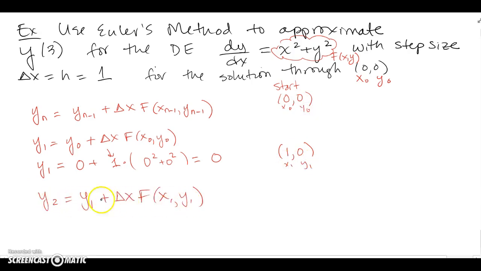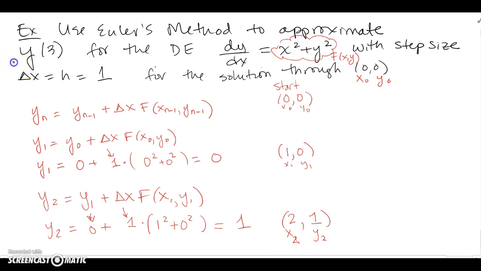Now I'm ready to go get y2. So in order to get y2, it says go use the business for y1 and x1. I plug in y1 from the previous step that I got, my delta x, and my x1 and y1 into my differential equation to get the slope at that point, and that gives me 1. So my y2 is 1, but I had taken one other step to the right from where I was. Delta x is 1, so 1 plus 1 is 2. So I'm at the x coordinate 2 and the y coordinate 1. This is my x2, y2.